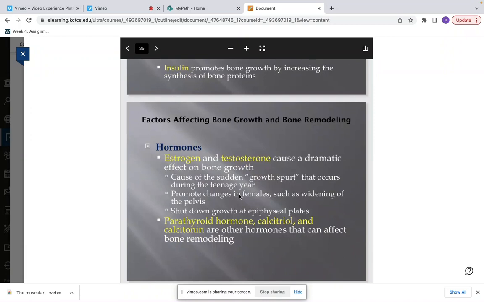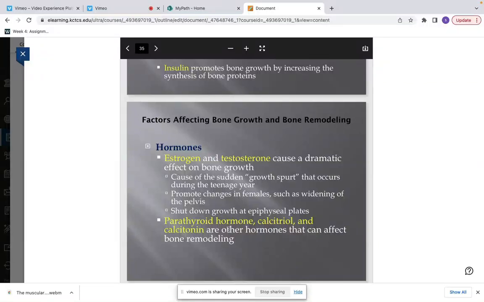So estrogen and testosterone are going to be what's responsible for the sudden growth spurt that occurs during the teenage years. I want you to know that. So estrogen, testosterone equals growth spurt. This is going to promote changes in the female pelvis and shuts down growth at the epiphyseal plate. This is why I told you that if kids go through puberty too early on, that their bone growth can be stunted, right?